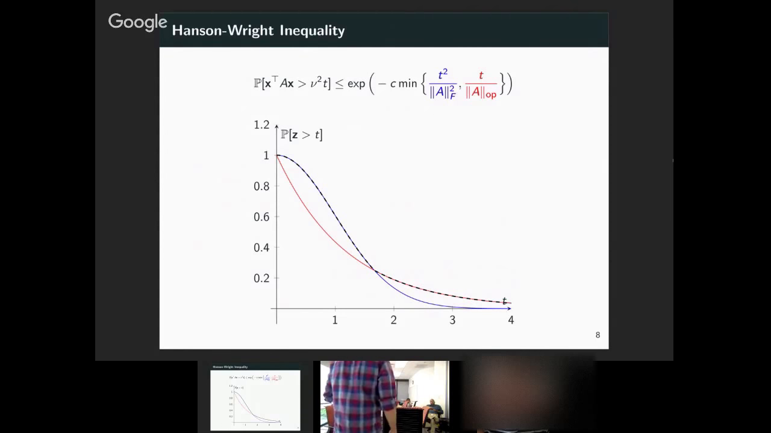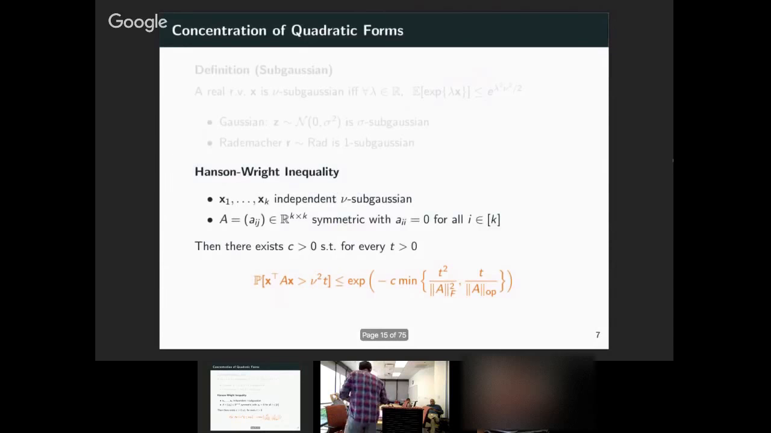Sorry, question. Can you just go back? What was A again? A is a symmetric matrix which has 0 coefficients in the diagonal. Right. Okay. So think about the case of the Rademachers. Well, these diagonal terms are just multiplied by this sigma squared, which is always 1. So that's a deterministic term. Right.